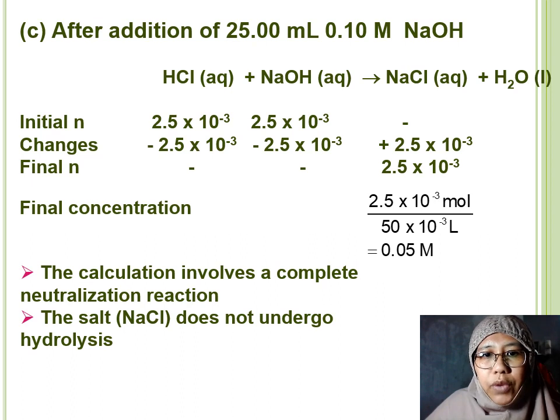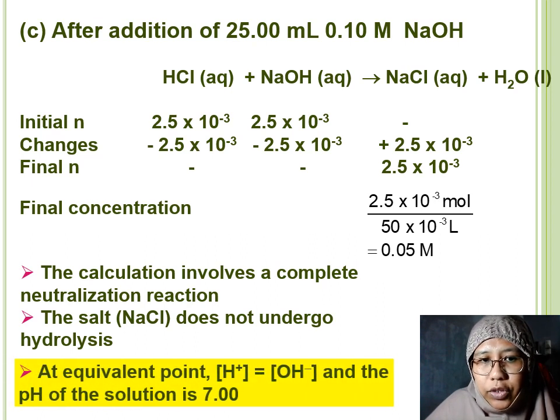The calculation involves a complete neutralization reaction. The salt does not undergo hydrolysis, so at the equivalence point, the concentration of H plus is equal to the concentration of OH minus, therefore, the pH is 7.